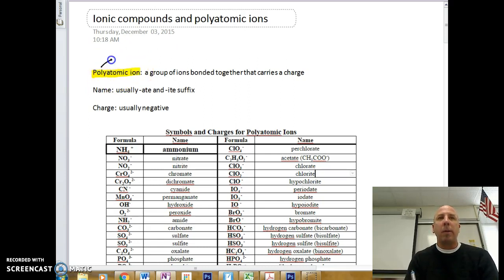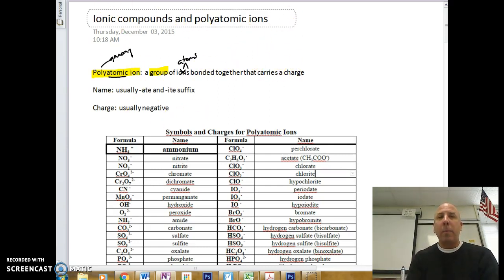The prefix poly means many. Atomic means atom. So these are groups of atoms that are bonded together. And actually, these should be atoms. Let's change that to atoms. Groups of atoms bonded together that carry a charge.